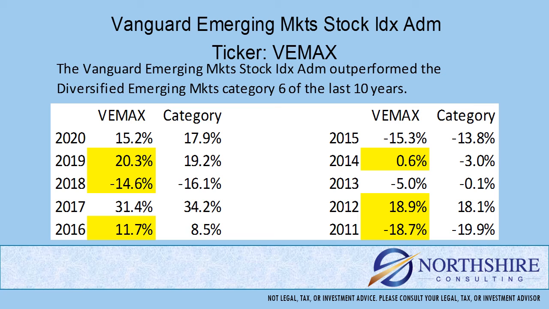Now that we've looked at expenses, what exactly are we paying for? We're hoping that if we own this fund, that expense will help us outperform the other funds in the category. This fund has outperformed its peer group 6 out of the last 10 years.